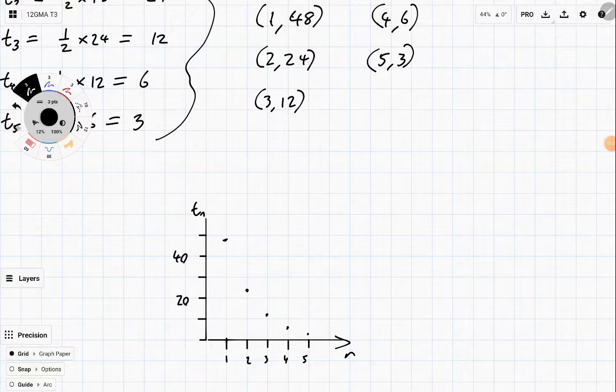And in this case, you can see that you get this shape where it's approaching the x-axis quite quickly. Especially at the beginning, it starts really steep, and then it slowly approaches 0 as the terms get smaller and smaller.